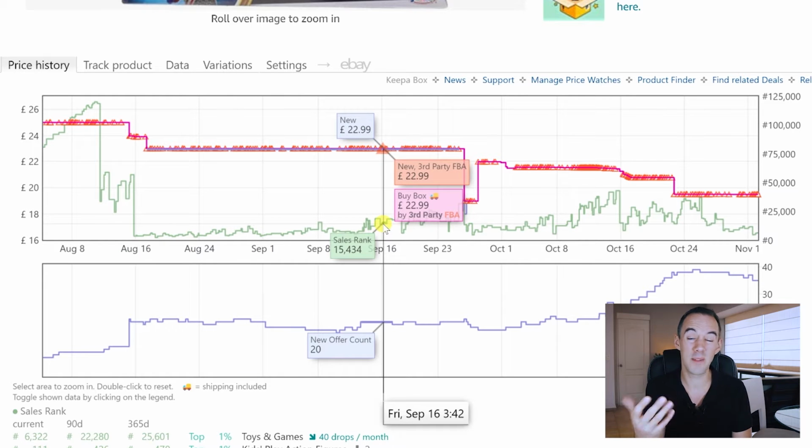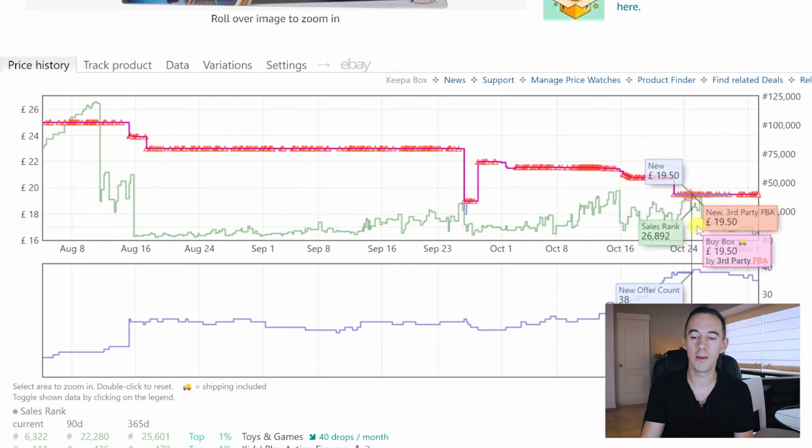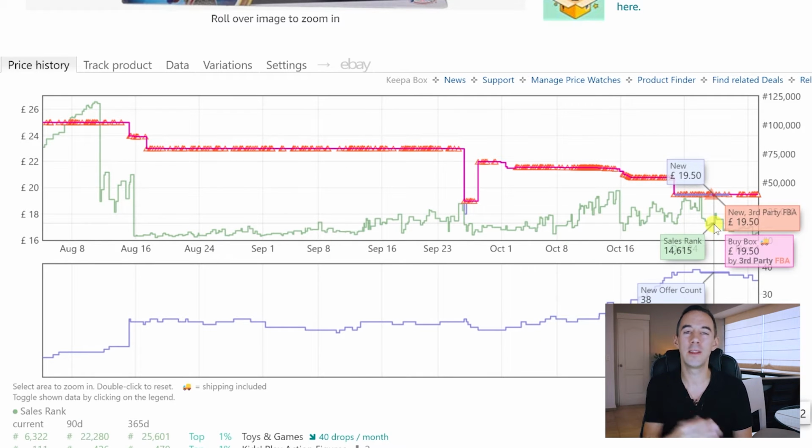So I'd say that this product's been selling really well right now, but also selling quite well in the past as well. Maybe around these areas it's slowed down. Not too sure why, but generally I wouldn't have a problem with this product. It's pretty consistently selling really well. That's something to think about.